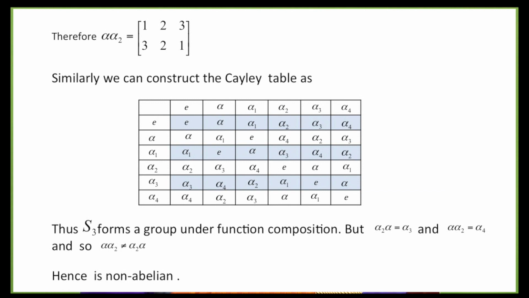Similarly, we can construct the Cayley table as follows. S of 3 forms a group under function composition, but alpha times alpha 2 is equal to alpha 4 and alpha 2 times alpha is equal to alpha 3, and so alpha times alpha 2 is not equal to alpha 2 times alpha. Hence, S of 3 is non-Abelian.